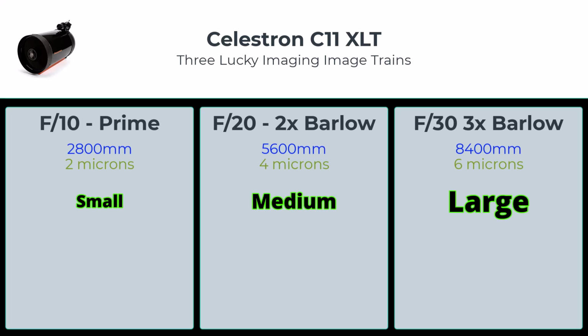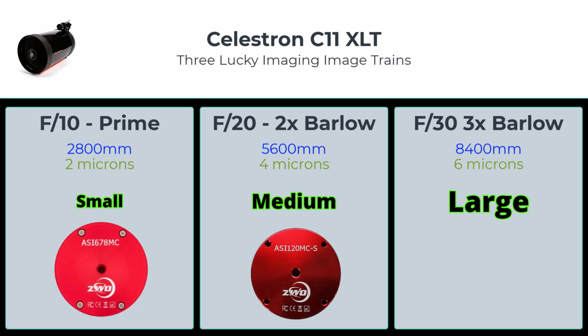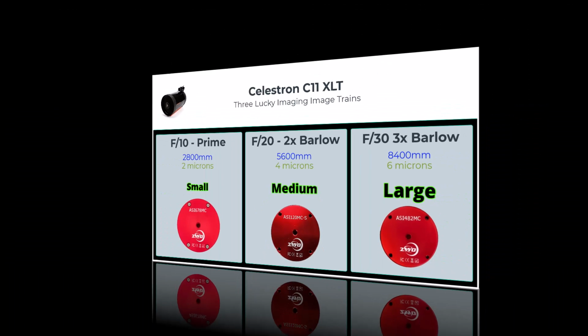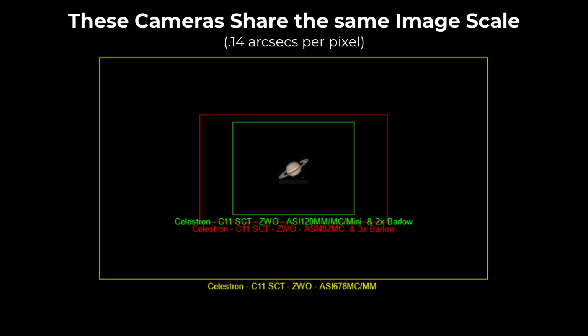And with that, I've chosen 3 cameras: the ASI 678 MC, I have a number of ASI 120 MCs, and then I have a large camera, the ASI 482 MC. The image scale for all these cameras is about the same, at 0.15 or 0.14 arc seconds per pixel, but because the sensor physical sizes are different, you're going to get different fields of view.